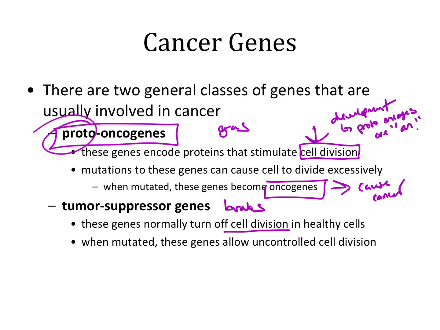So what happens then if I mutate a tumor suppressor gene, which normally turns off cell division? Now it can't. If it normally turns off cell division and I damage it, now it can't stop, okay? So damaging an oncogene and triggering excessive division, or damaging a tumor suppressor gene, which usually turns off division, both of them have the same exact outcome, which is uncontrolled cell division, right? Cancer.